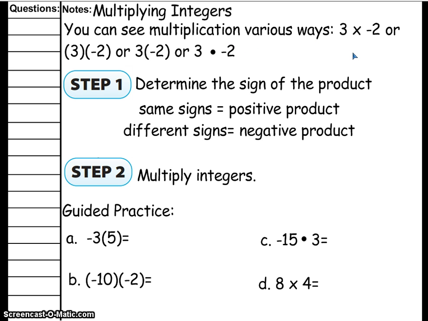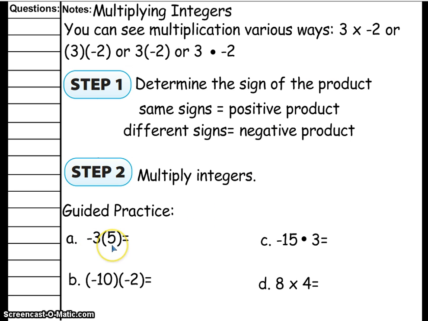So when multiplying integers, the first thing you want to do is figure out what is going to be the sign of your product, which is your answer. So again, if both numbers have the same signs, whether you're multiplying or dividing, your answer will be a positive product. If the signs are different, then your answer will be a negative product. Once you figure out the sign of your answer, then you can just multiply the numbers as usual and put the correct sign. So let's do some guided practice problems together.